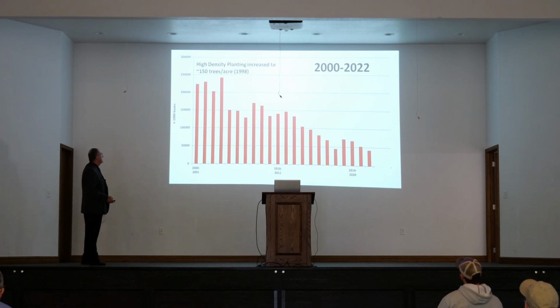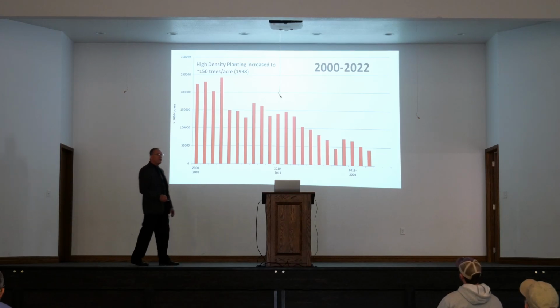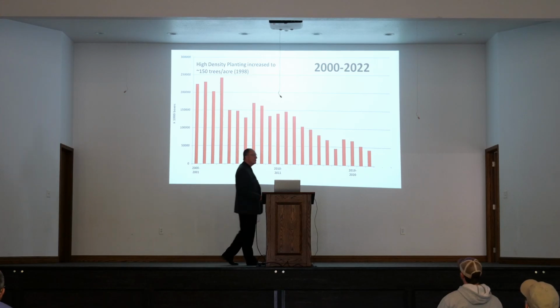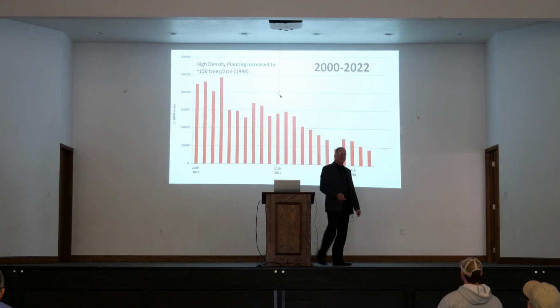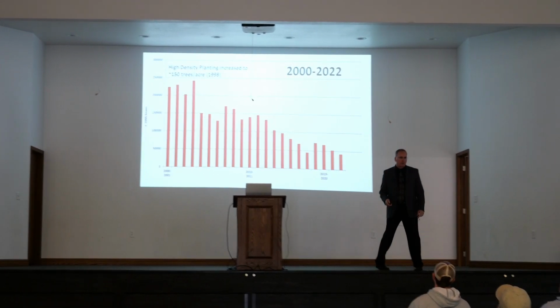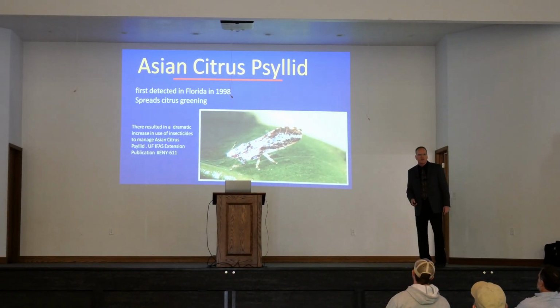And that is that high density planting increased to about 150 trees per acre. So the stress that I told you about from going to 82 to 115 is now compounded because we're up to 150 trees per acre. In addition to that, other problems are becoming manifest. Allow me to introduce our next insect.